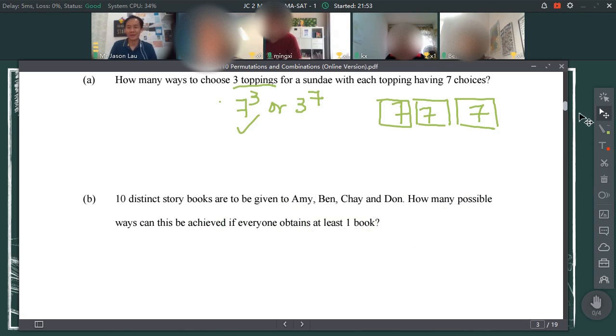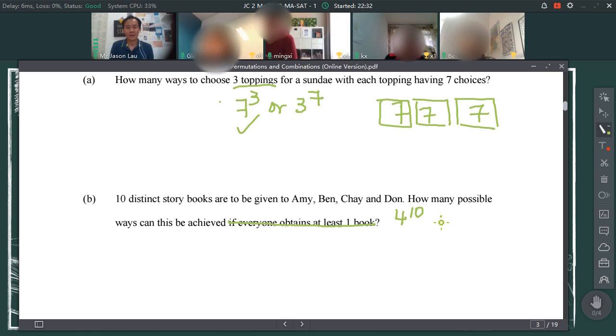Sorry, it's not my intention to set the question like that. I actually wanted you all to just, if I cancel this part away, what would be the answer? 10 to the power of 4. 10 to the power of 4, yeah. This one. Remember? Because each book will have 4 people to give to.